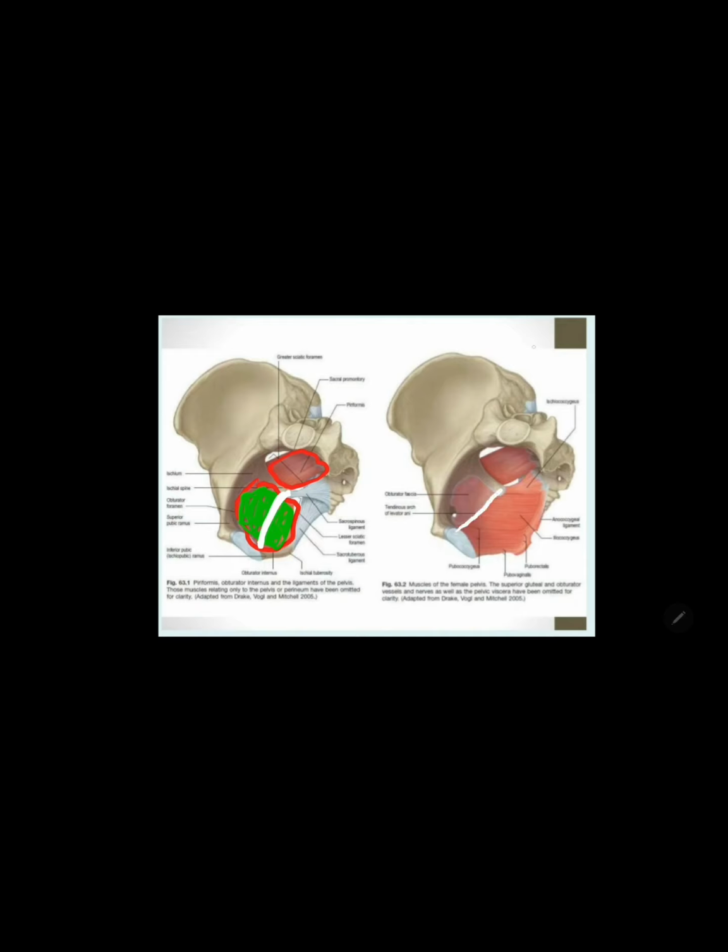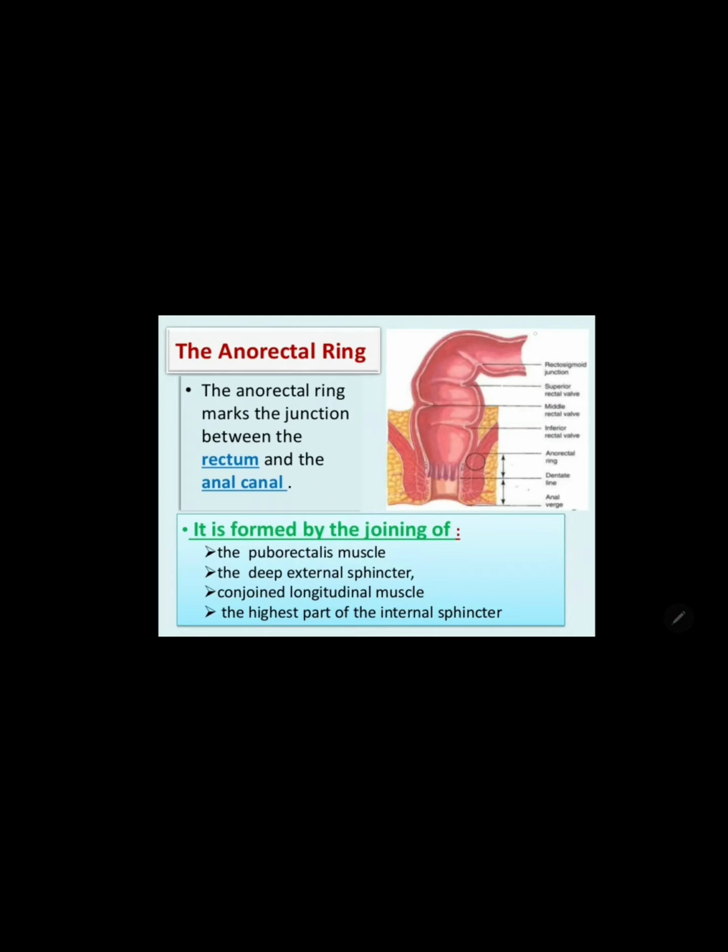Next, coming to the anorectal ring, it marks the junction between the rectum and anal canal, that you can see here. It surrounds the junction between the rectum and anal canal like a sling. It is formed by the puborectalis muscle. It is a part of the deep external sphincter. It also has some conjoint longitudinal muscle, and it is the highest part of the internal sphincter.